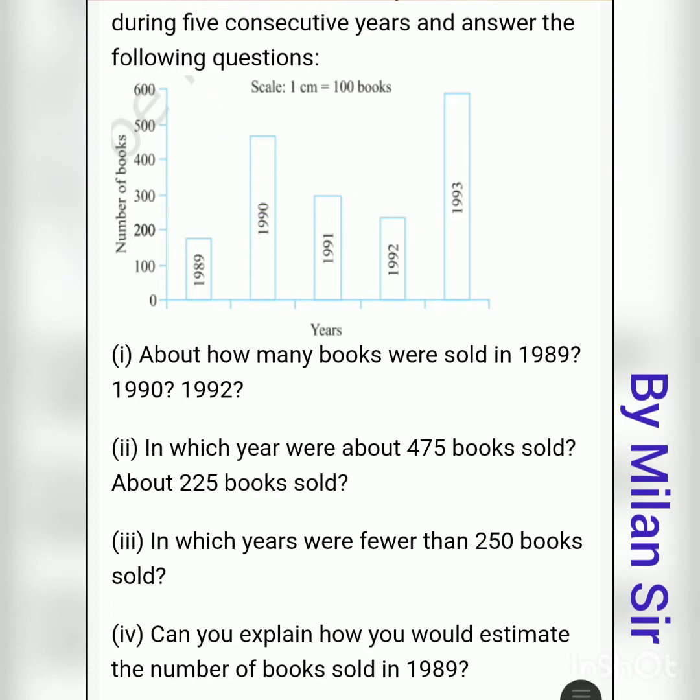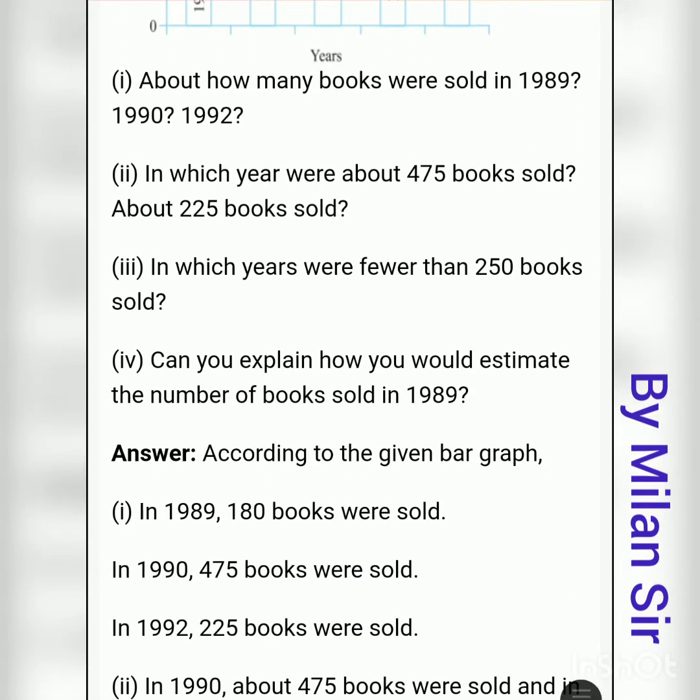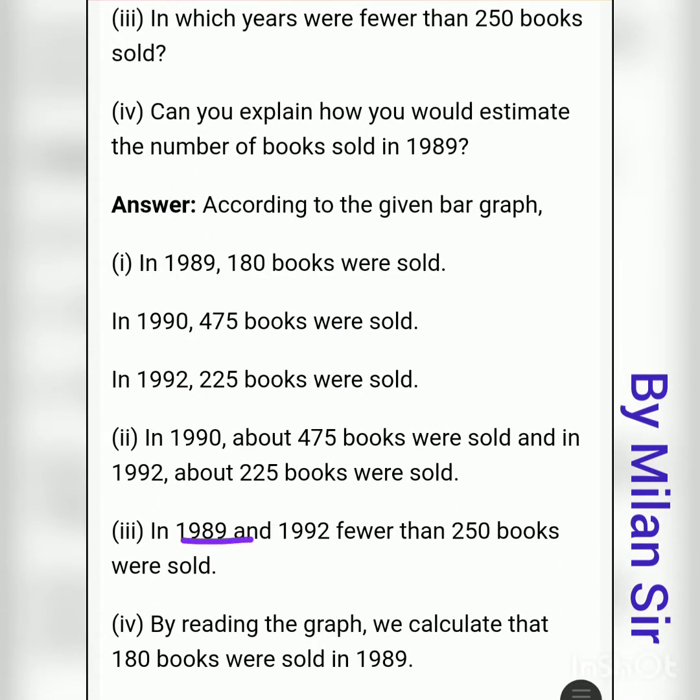Okay, in which year were fewer than 250 books sold? So 250 books is exactly in between 200 to 300, right? So here we have two answers for this question. Okay, 1989 and 1992. So in 1989 and 1992, fewer than 250 books were sold.